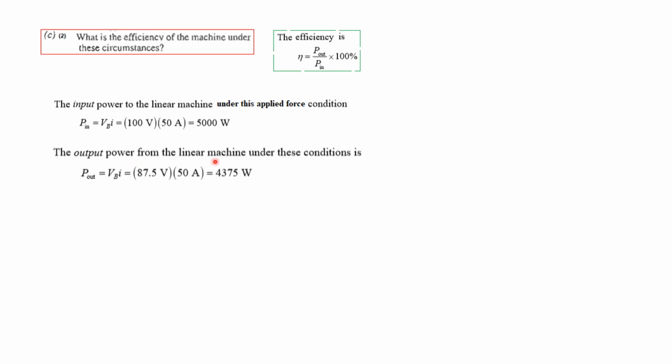The output power of the linear machine under this condition will be with the new voltage, the induced voltage, into current. So the induced voltage is 87.5 and the current is 50 amperes. So the output power now is 4375 watt. And so plugging in these two values into the formula, we can find an answer: 4375 watt divided by P input 5000 watt, which comes to be 87.5%.